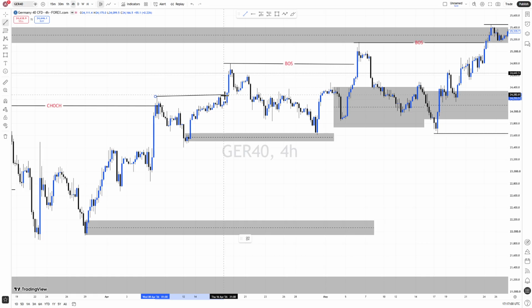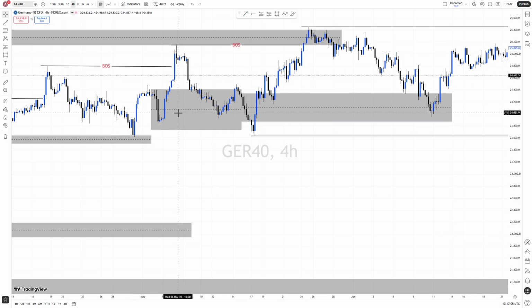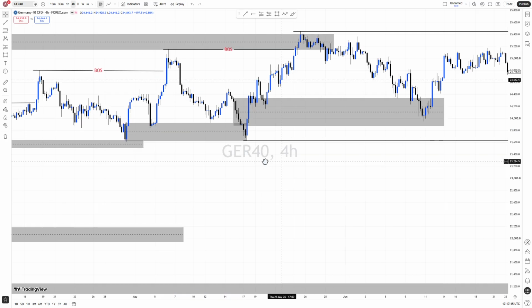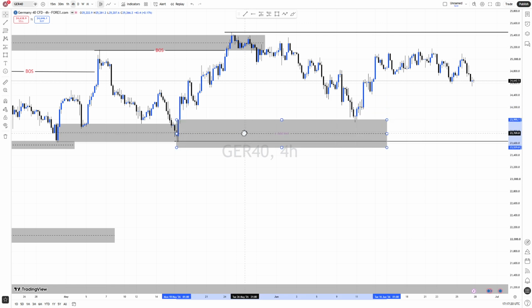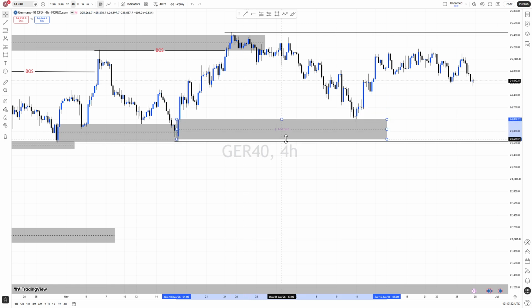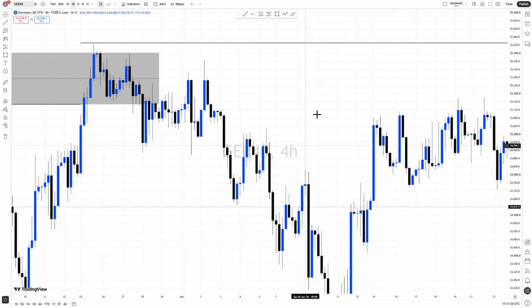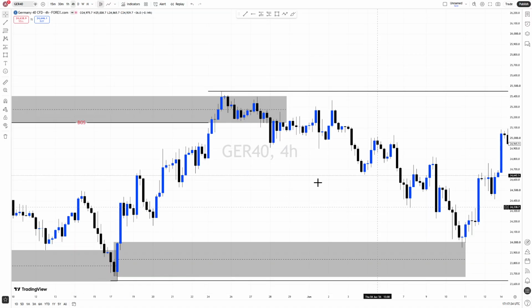We have a demand at around this area, right? Then this area here, market remitigated this support region here, right? Remitigated again this area. Now on this point here, market mitigated this key level there, right? Then over this area here, this is the area where market mitigated our supply zone.